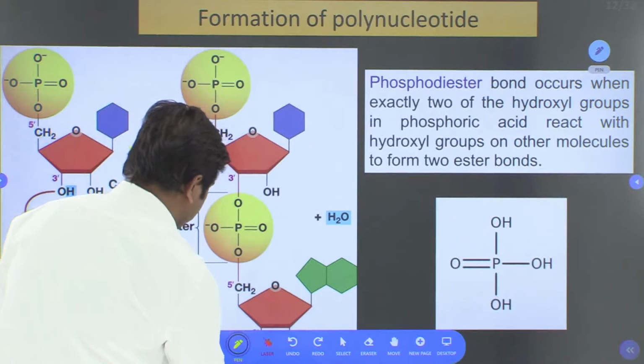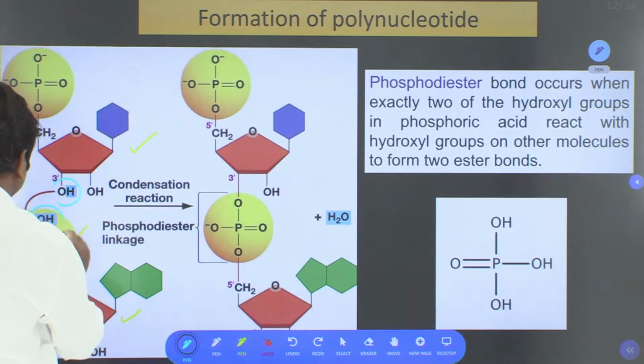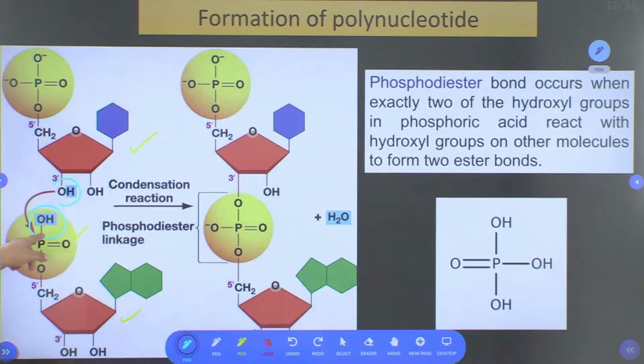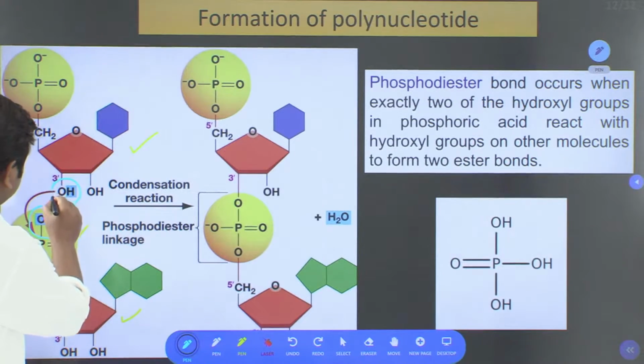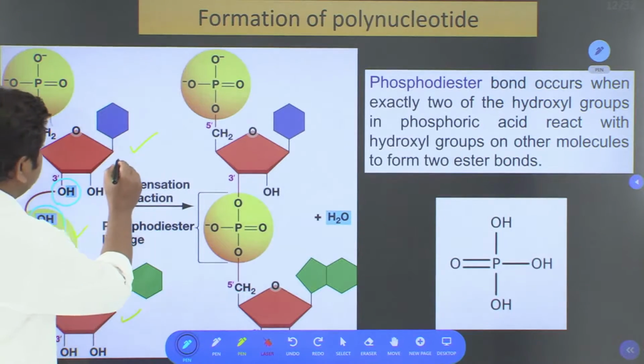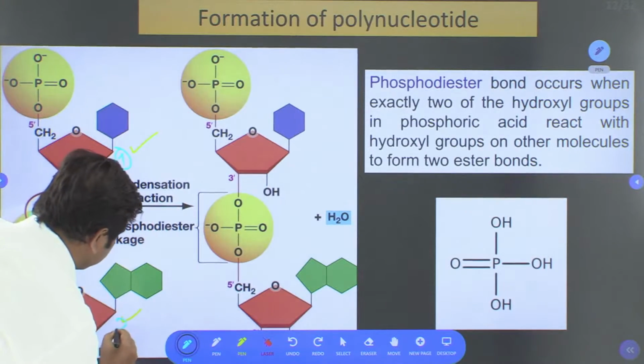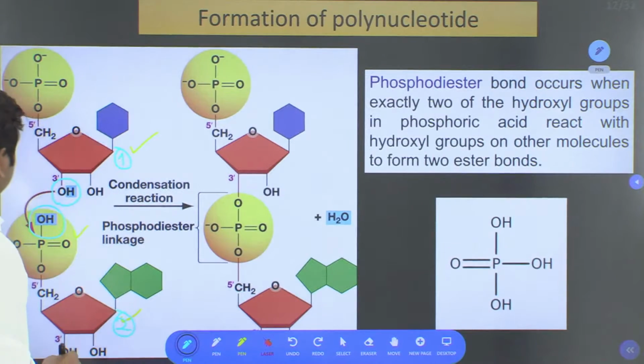Okay. So, this is one of the phosphate groups present over here. And this is the hydroxyl group which is present on the phosphate group, and this is the hydroxyl group which is present at the 3' position of nucleotide number 1. So, this is nucleotide number 1 and this is nucleotide number 2. Okay. So, what will happen?